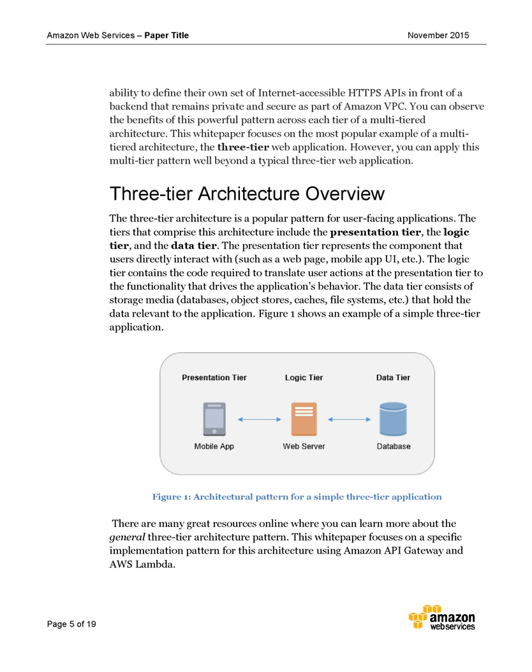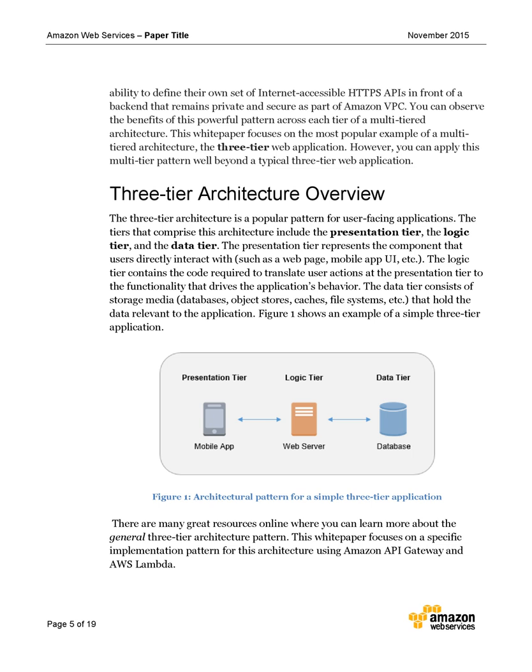3-tier architecture overview. The 3-tier architecture is a popular pattern for user-facing applications. The tiers that comprise this architecture include the presentation tier, the logic tier, and the data tier. The presentation tier represents the component that users directly interact with, such as a web page, mobile app UI, etc. The logic tier contains the code required to translate user actions at the presentation tier to the functionality that drives the application's behavior. The data tier consists of storage media, databases, object stores, caches, file systems, etc. that hold the data relevant to the application. Figure 1 shows an example of a simple 3-tier application.